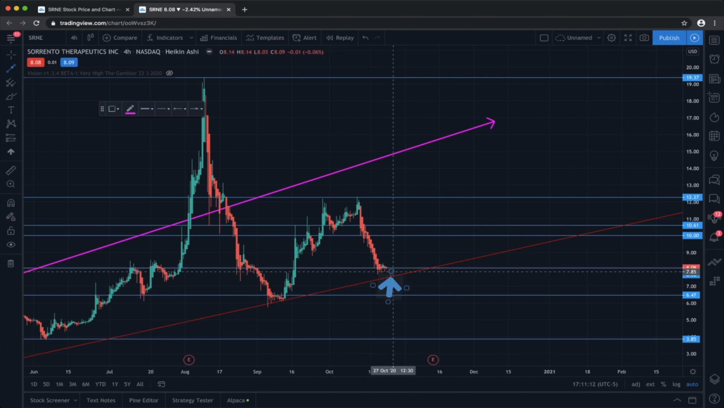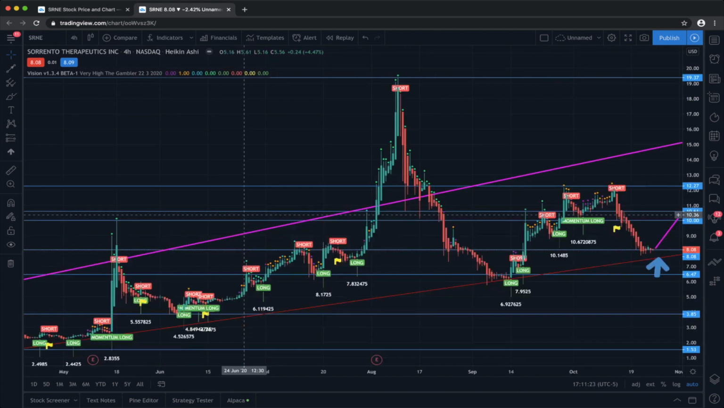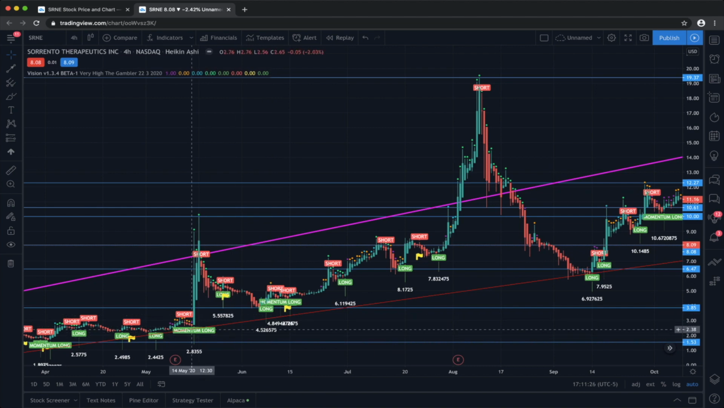If it does, we're going to make sure that it starts to curl back somewhere around here and start to go back up before you get back into it. And obviously, if you have Vision, Vision's going to tell you when you should get in it. As you can see with the rest of the chart, Vision will tell you. So you can see this momentum long here because it sat on the support, that trend line that we drew, and that's when it told you to get back in it.